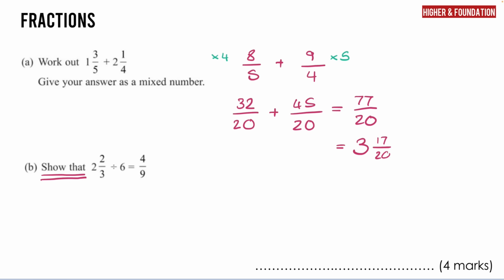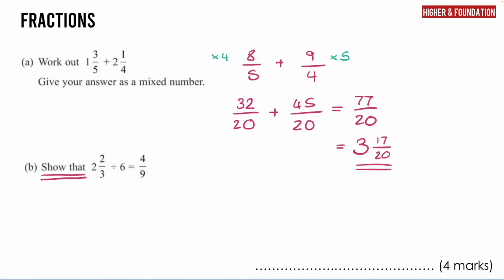Now, there's not really an easy way to do that on your calculator. If you type in 77 divided by 20, you'll get 3.85, which does at least tell you that there is a whole number 3, but you still need to work out that remainder. I guess you could then do 3 times 20 and see what was left over, but hopefully calculations like that you should be fine with anyway. But there we go, 3 and 17 over 20 is our final answer.